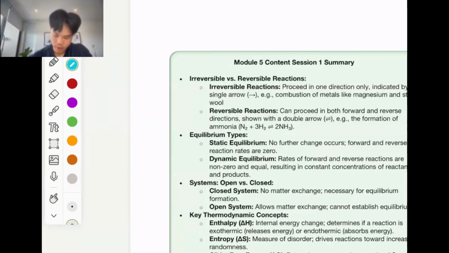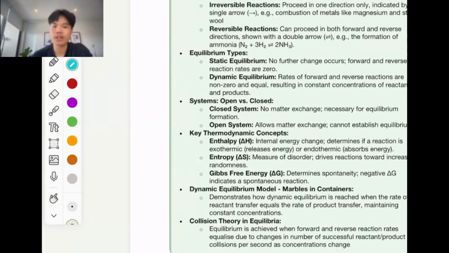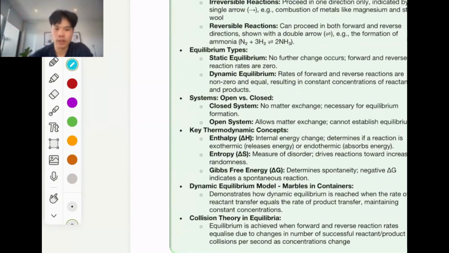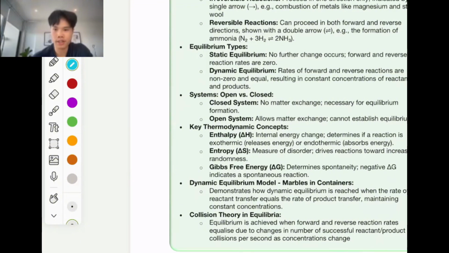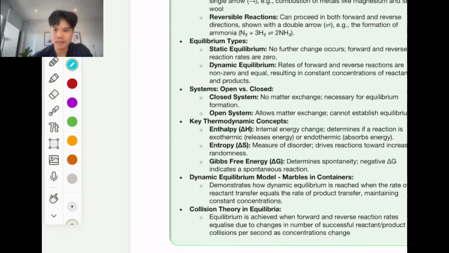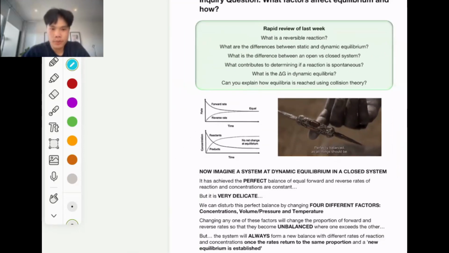Okay. So to summarize the first session: irreversible and reversible reactions, equilibrium types, static and dynamic, systems, open and closed, enthalpy, entropy, Gibbs, being able to model dynamic equilibria, and finally collision theory, to introduce it for the first time in an equilibrium context. Any questions going back? Okay. Second session, you have factors that affect equilibrium, which are, as we know, temperature, concentration, pressure, volume. Each of those factors you can explain through LCP, you can explain through collision theory, and eventually you can explain through Q and K. But for now, we'll just start with LCP and collision theory.